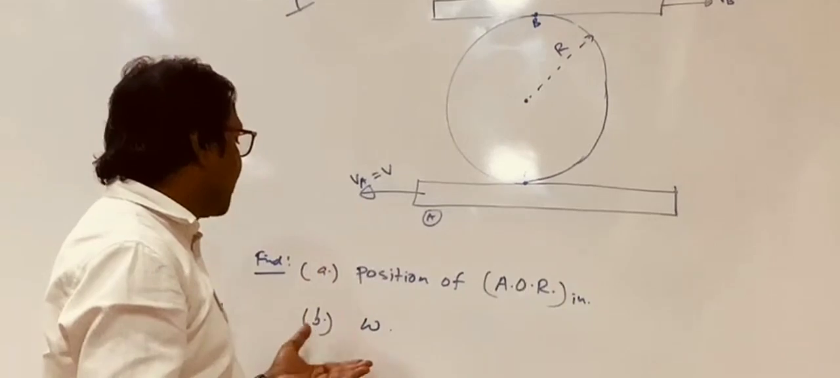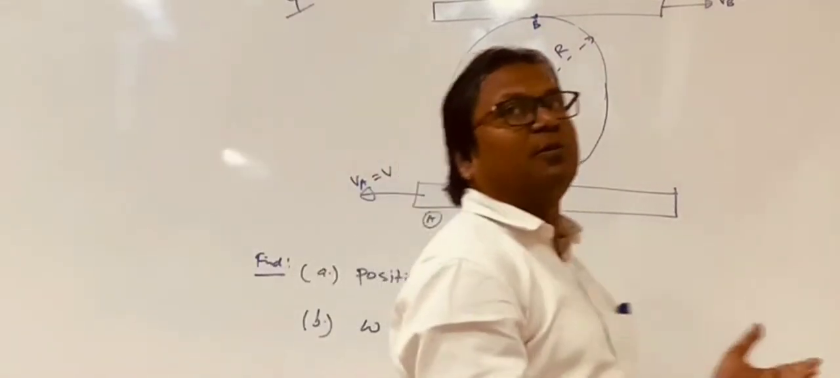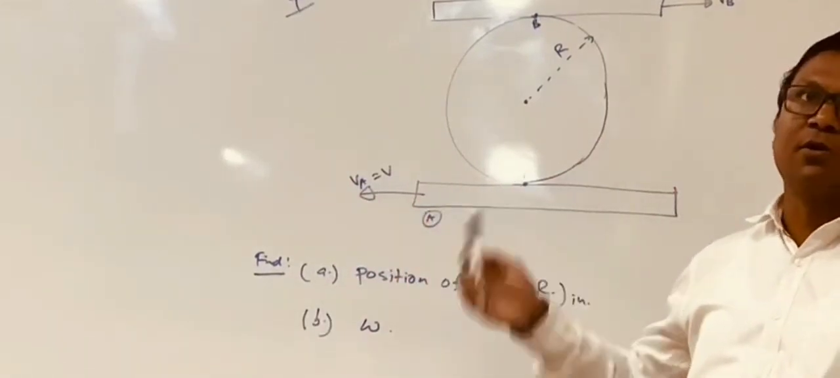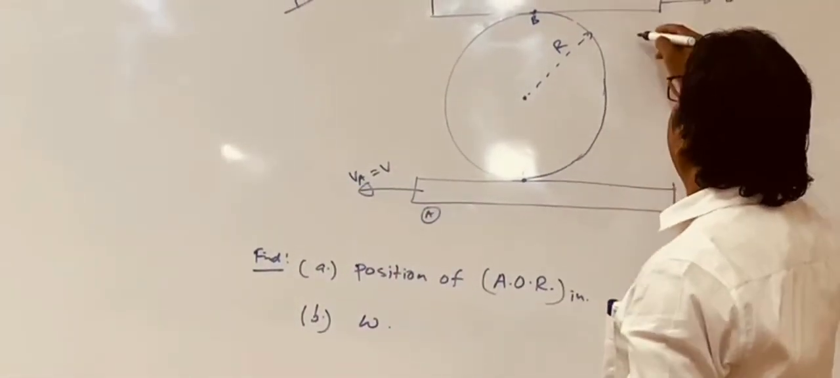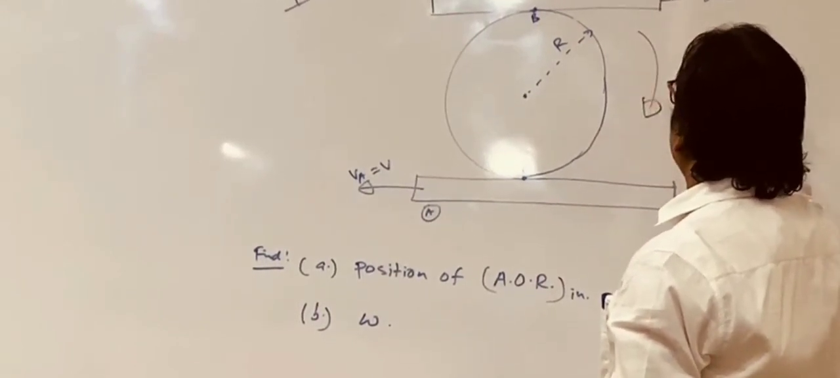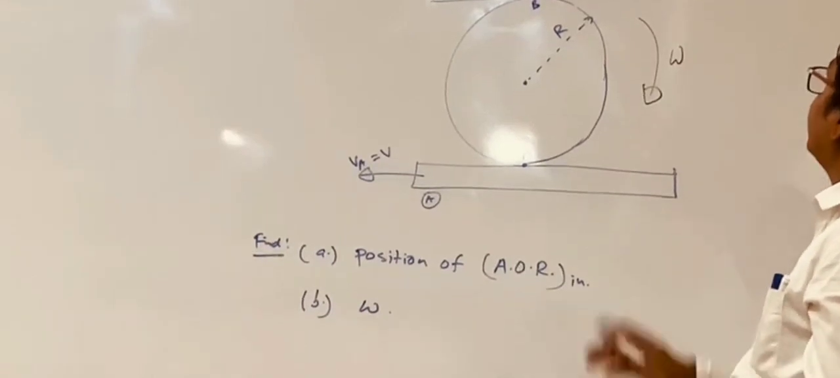And part B, omega, that means the angular velocity of this disk. So what is omega? This is the second part they have asked in the question. Suppose this is moving with this angular velocity. You can understand this thing.